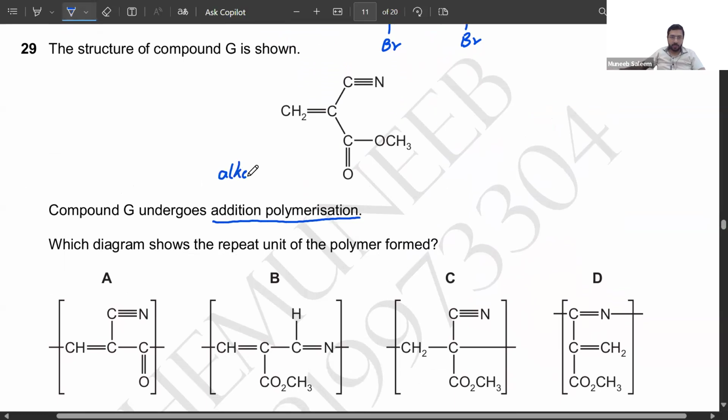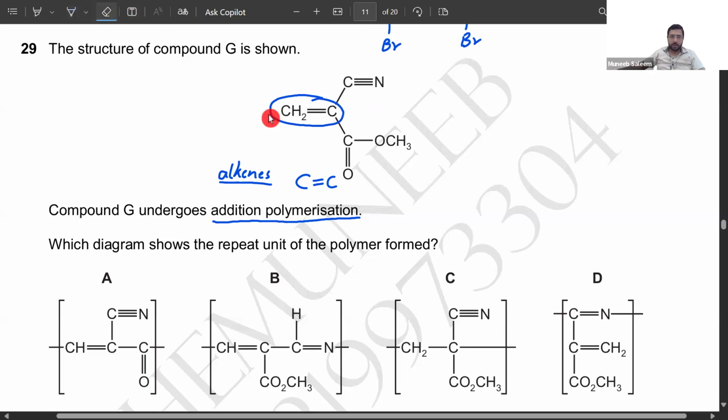Alkene types of polymers will give this type of addition polymerization, which involves a carbon-carbon double bond. So they are joined with other monomers of a similar type to give one large molecule as a polymer. Here in this compound G, the carbon-carbon double bond is present over here, which means this is the portion which must be added with the similar position of other monomers to give a polymer.